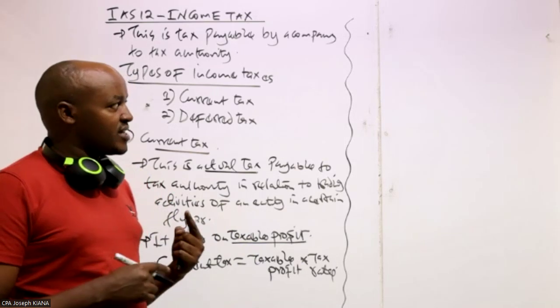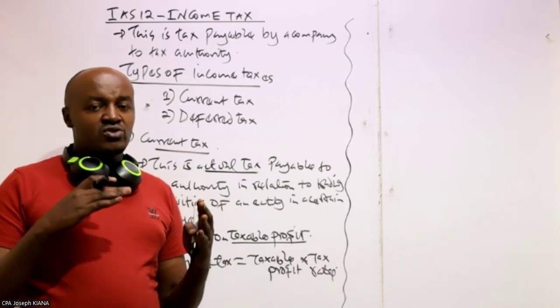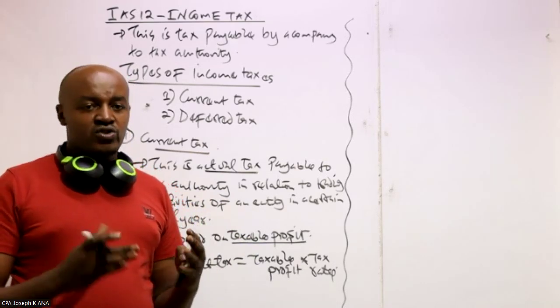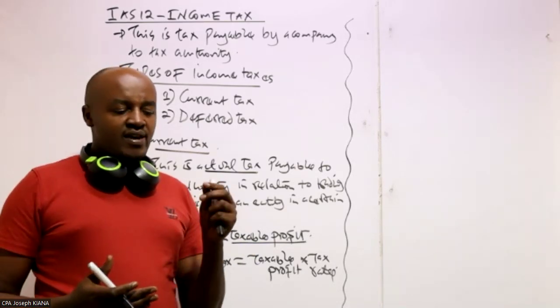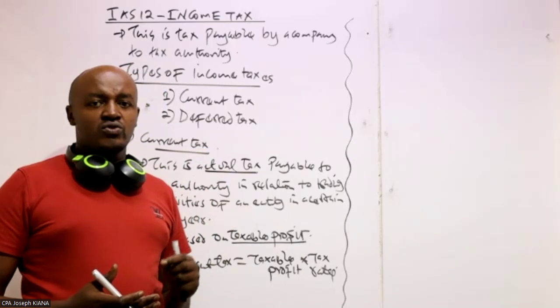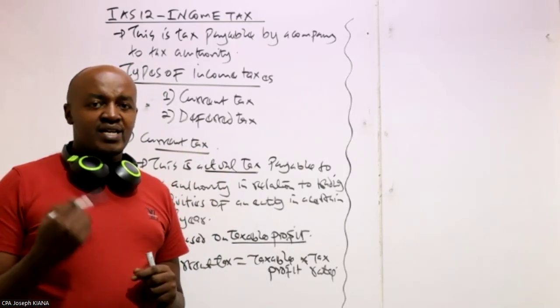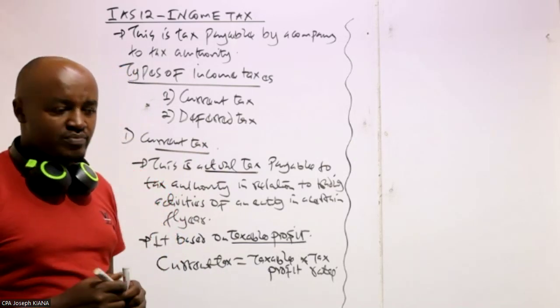Once the actual tax has been determined, that may result in something called the over provision, or basically under provision. The over provision or under provision arises because the provision which was created at the end of the year when the financial statements were prepared was either more or less than the actual tax to be paid.